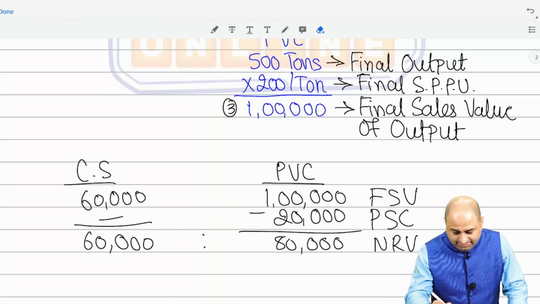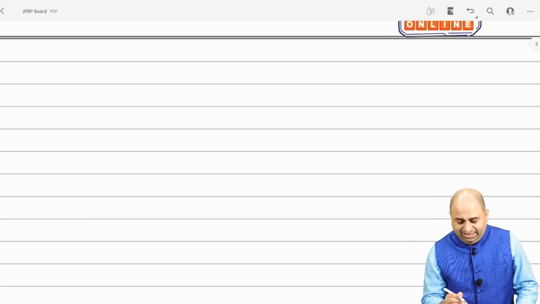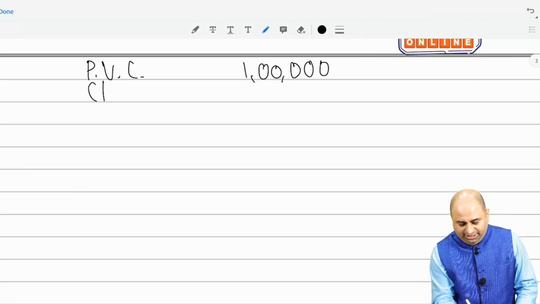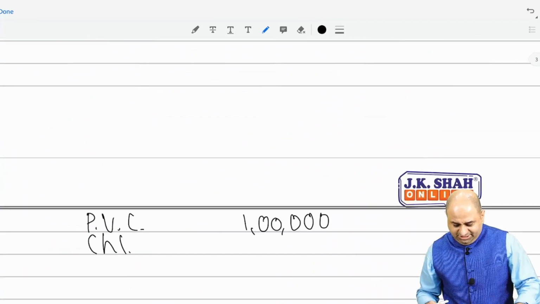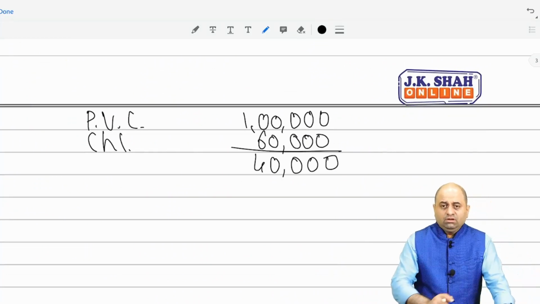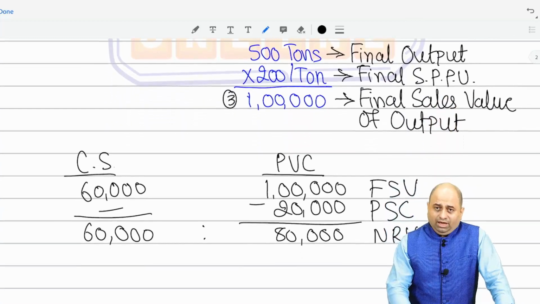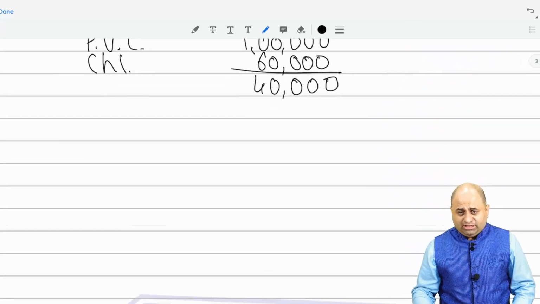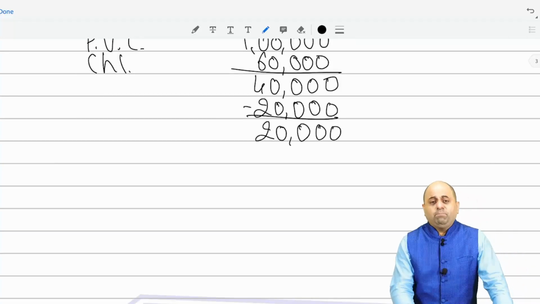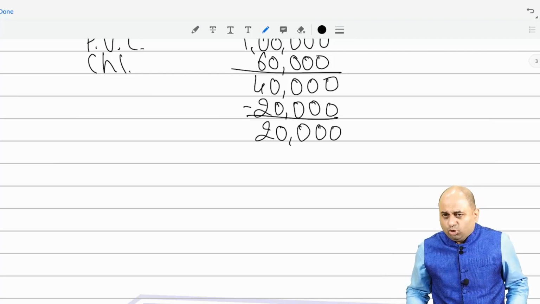If you sell PVC, you get 1 lakh. If you sell chlorine, you get 60,000. So you get 40,000 extra if you sell PVC. Wait! But you have also incurred 20,000 to convert PVC into chlorine. I agree you are getting 40,000 extra, but for getting that 40,000 extra, you have spent 20,000. Still you are getting 20,000 extra if you sell PVC. Naturally, the offer of that lifetime swimming pool, etc. is not acceptable. We are not going to sell chlorine, we will sell PVC.